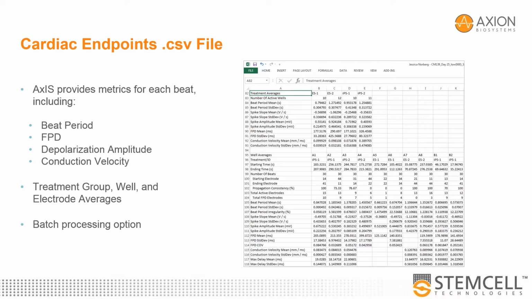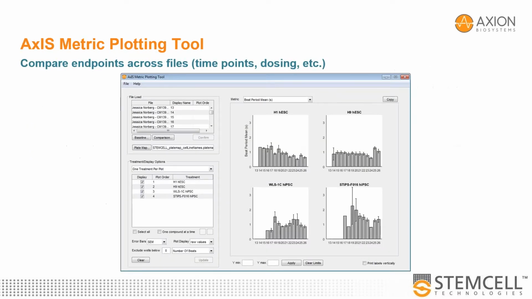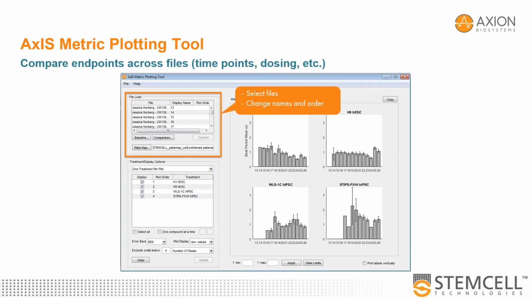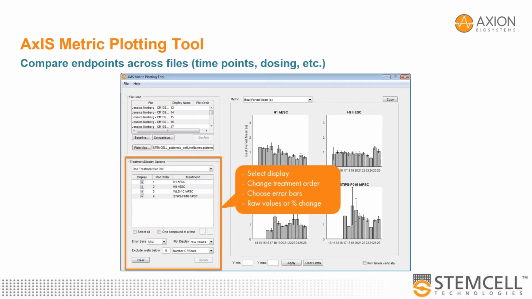From here, you can review the endpoints in Excel or use a complementary Axion software tool called the Axis Metric Plotting Tool to load in one or more of these CSV files and make comparisons. This tool lets you compare cardiac endpoints across treatments, time points, and dosing conditions. Use this section of the tool to select files to compare, change display names and file order if you like, and select a new plate map if needed. This section at the bottom has all the plotting options.